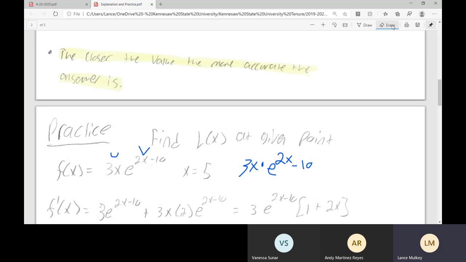Same thing Andy had. When you take the derivative of e to the 2x minus 10, it's e to the 2x minus 10 times the derivative of this. It's just 2, which goes to 6. Okay. I think I get it. Plus, I'm going to finish this out for the video.